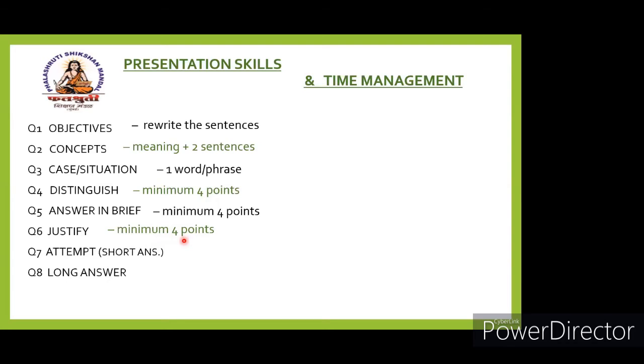Right? Now, coming to attempt, again, I told you this is nothing but a short answer. So here, 5 to 6 points. Though we say 5 marks, 1 mark for each point, it doesn't work so. Children always write a little bit more. Now, I'm not saying write 10 and 12 points. I'm not saying that. Just write at least more than what we expect from you all.